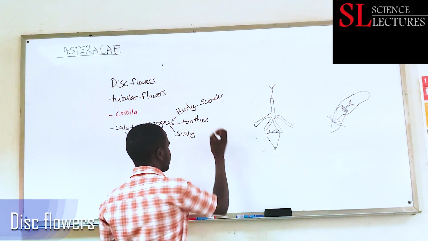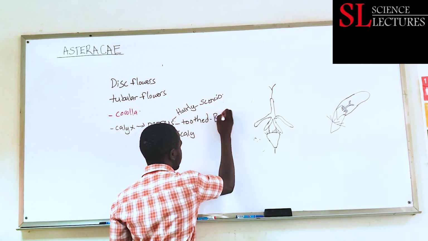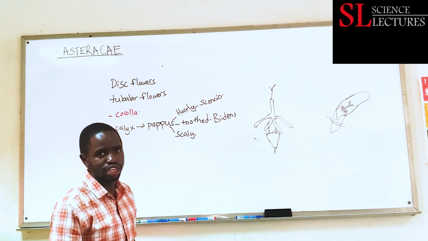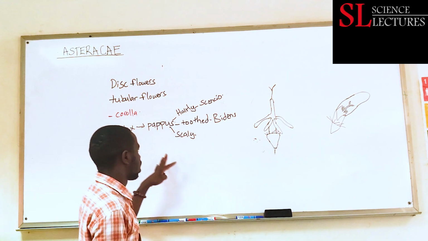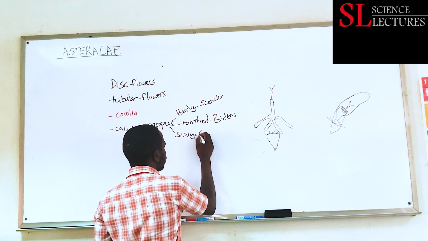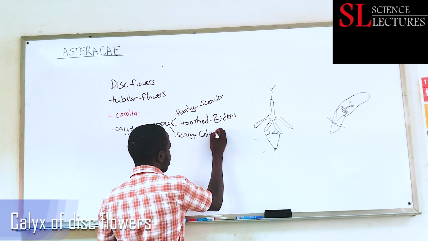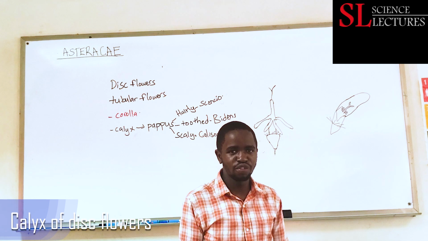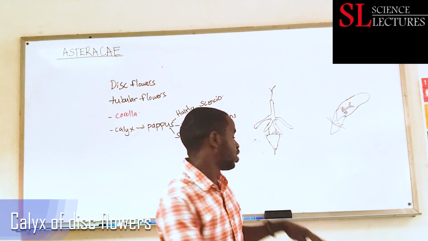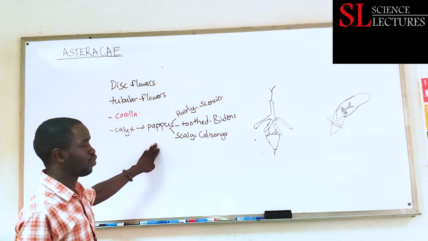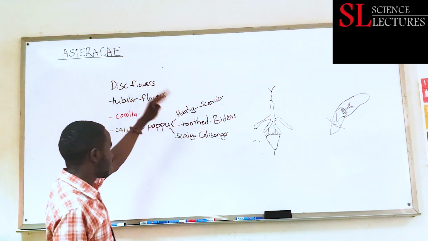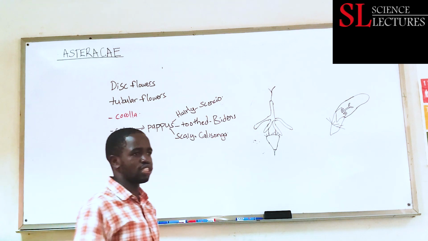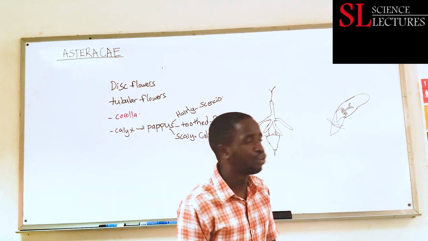Then it is toothed in the members of genus Bidens, which is common, where we find Bidens pilosa, commonly known as blackjack. Then it can be scaly in members of genus Galinsoga, where we find Galinsoga parviflora, a common animal feed. So the calyx is modified to form a pappus, which can be hairy, toothed, or scaly. And why is it modified? It will assist in dispersal of the fruit.